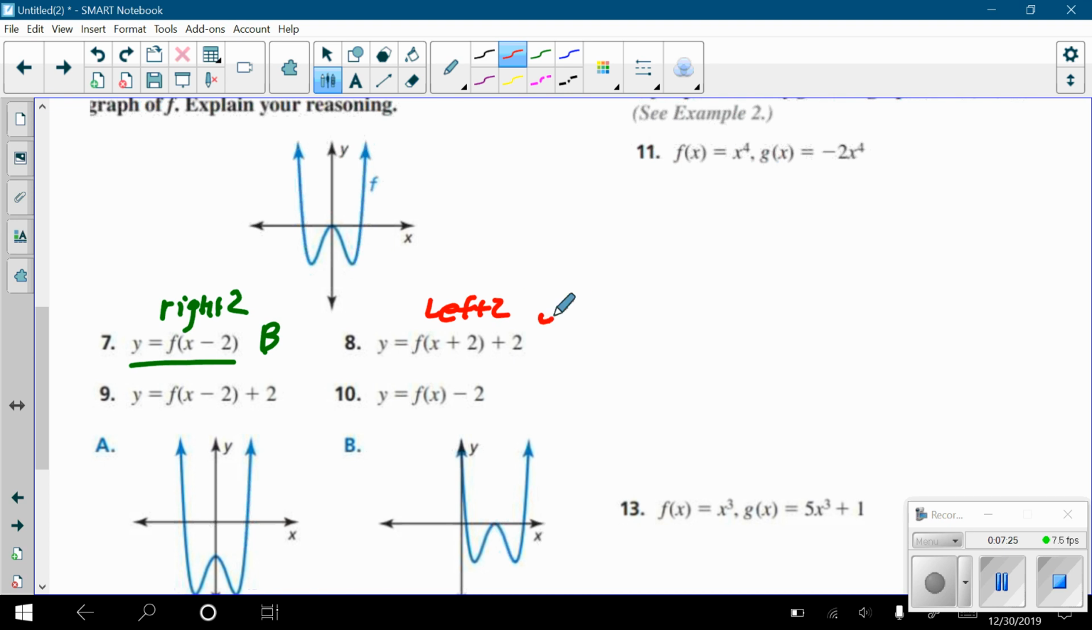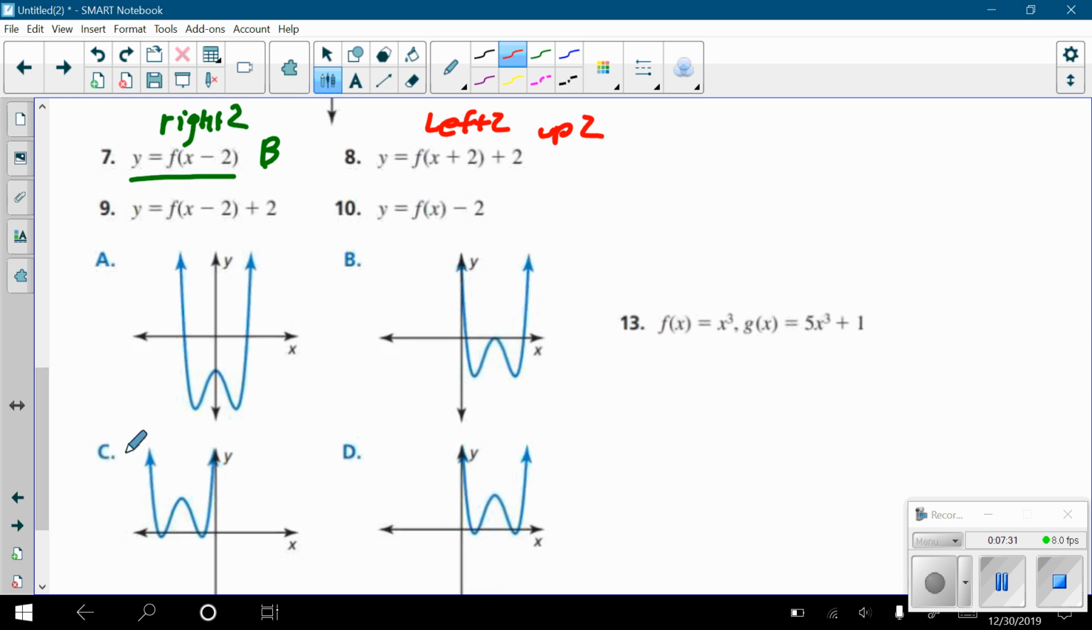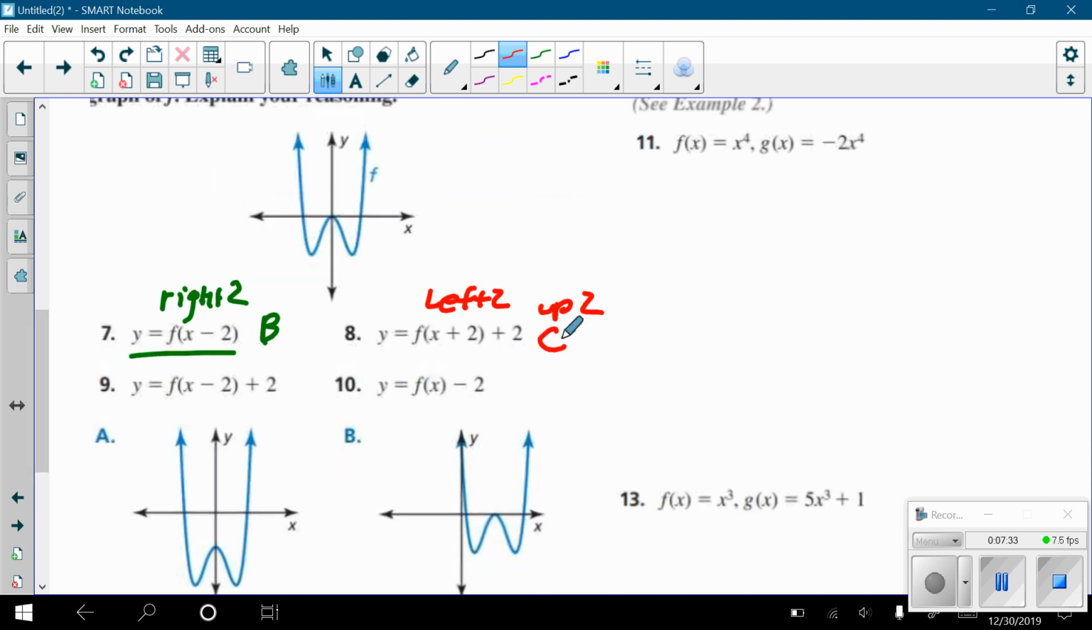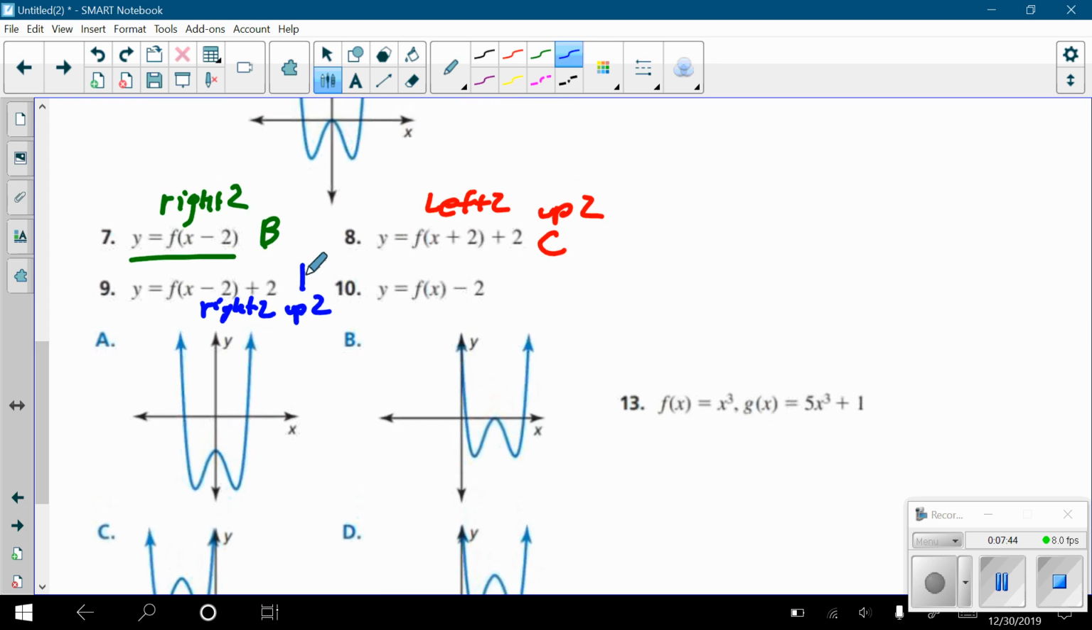The plus 2 on the outside would be up 2. I take this and I move it left 2 and up 2. We can see. This one would be right 2 and also up 2. I think we're looking at D. So the last one must be A. Let's verify that. That minus 2 on the outside is just down 2, which is what A looks like. Cool.